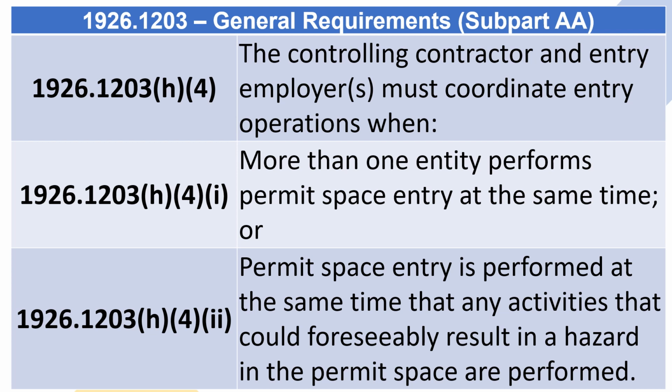1926.1203(h)(4). The controlling contractor and entry employers must coordinate entry operations when more than one entity performs permit space entry at the same time, or permit space entry is performed at the same time that any activities that could foreseeably result in a hazard in the permit space are performed.